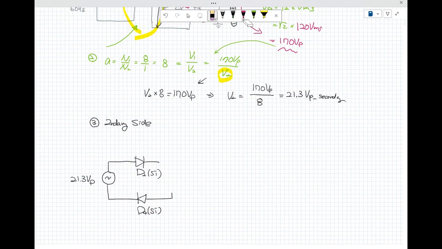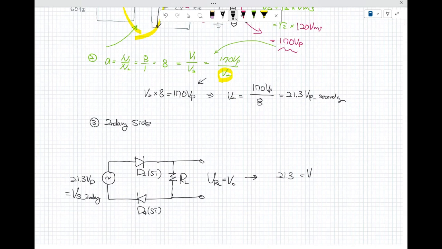So in here, we're going to see that this is V sub S, the secondary side. Okay, so 21.3 minus V sub D2 plus V sub D4, the conducting diodes, equals V sub RL. V sub RL is 21.3 minus 0.7 volt, minus 0.7 volt. So that was 19.9 volts. Maybe almost 20 volts.